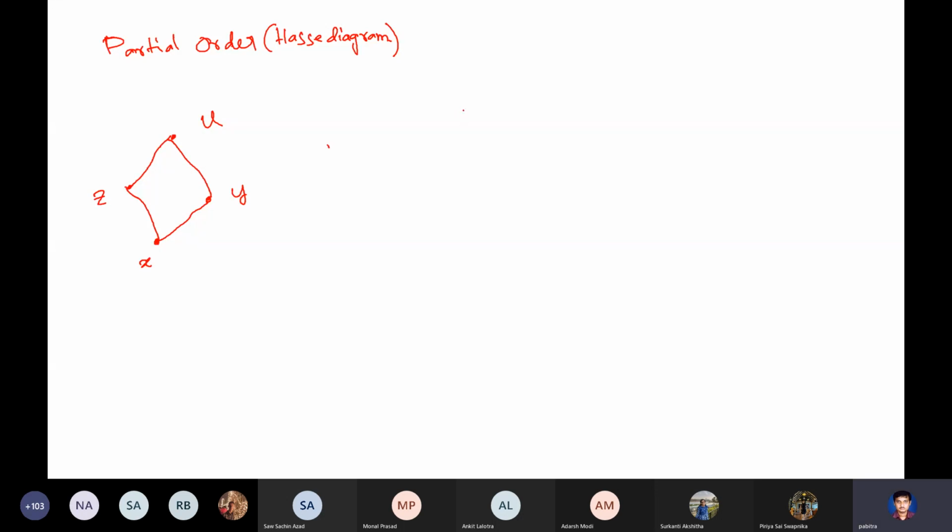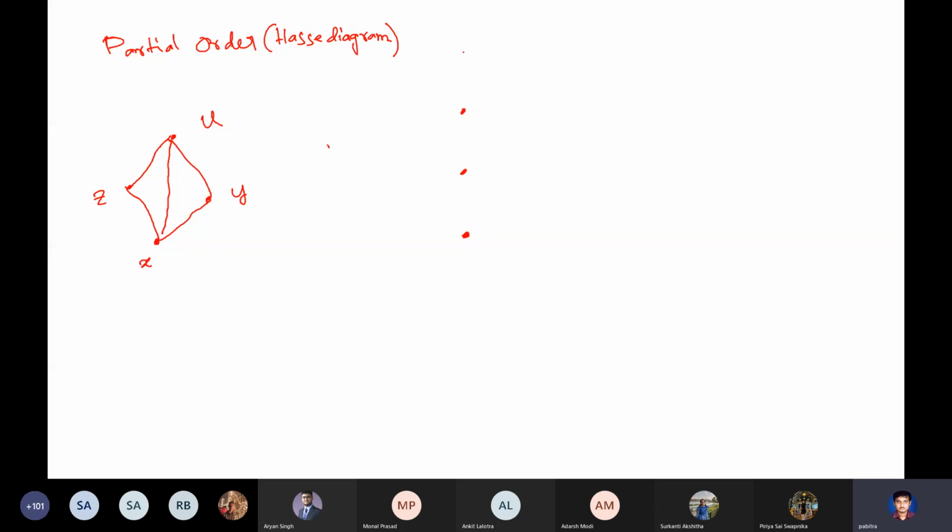Let's look at this kind of thing. Note one thing, that I have not drawn the transitive relation. If this is there and this is there, of course, this is there. Similarly, this is the only transitive relation we have here. Now if I complete it in terms of the transitive relation, is it a total order? Total order means if you pick any two nodes in this diagram, there will be a relation between them. In the Hasse diagram, we don't draw the transitivity, but you have to infer it. So is it a total order? No, z is not related to y. Exactly. z is not related to y.